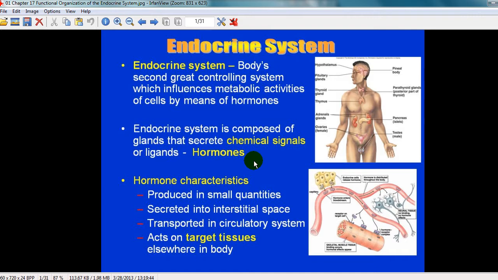The endocrine system uses, as I just stated, these chemical signals or hormones, messengers, to travel throughout the body, target either specific locations or a multitude of different cells, and that targeting can occur in a number of different ways.